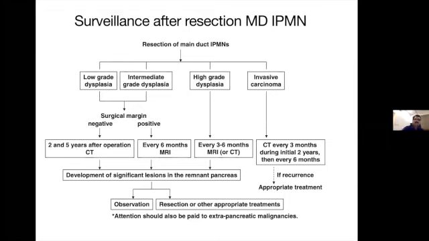You can do MRI or EUS depending upon the availability. But if you have a main duct IPMN with only low-grade or intermediate-grade dysplasia, and after surgery the margin is negative, you need to follow up using CT at 2 years and 5 years. But if there is a positive margin, you have to do 6-monthly MRI. And if there is development of a lesion, you can very well go and resect. So what is the importance of this surveillance strategy? Because the outcome or prognosis of tumors detected on follow-up is very good compared to de novo pancreatic cancer.